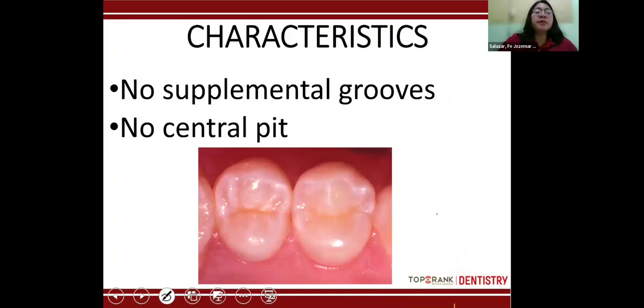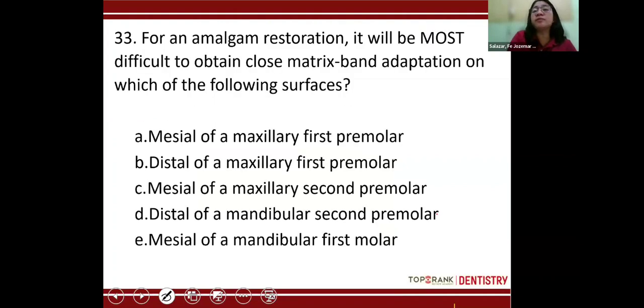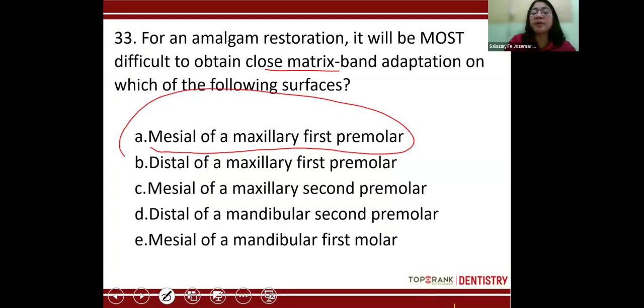Okay. Number 34, for an amalgam restoration, it will be most difficult to obtain close matrix band adaptation on which of the following surfaces? Okay, bakit kaya? Okay, so, na-answeran ko. It's the mesial of a maxillary first premolar. Why? The mesial of a maxillary first premolar has a mesial developmental depression on the crown and on the root.